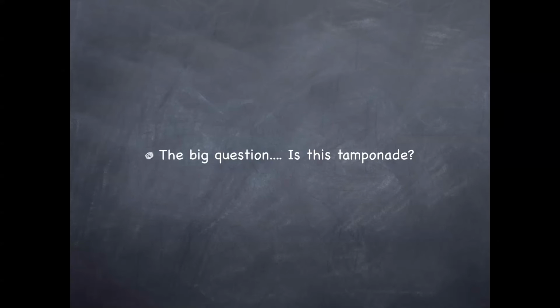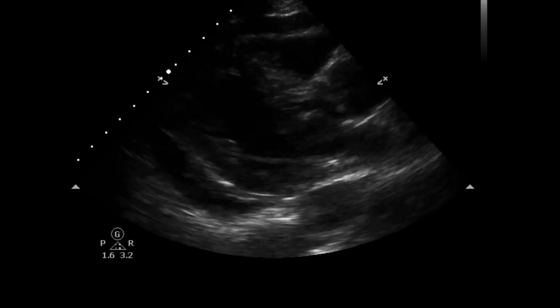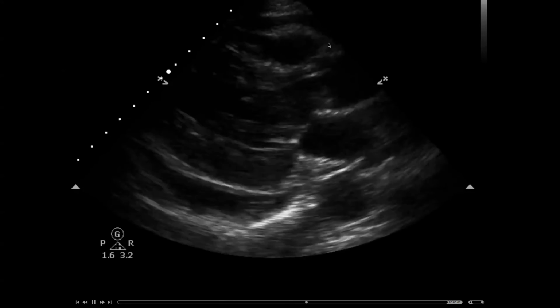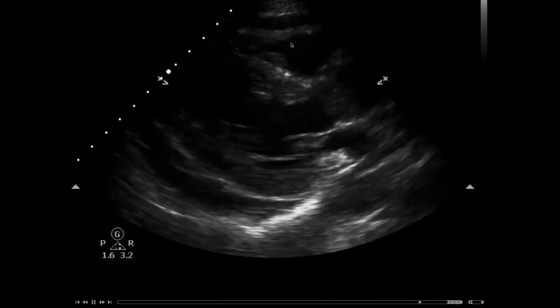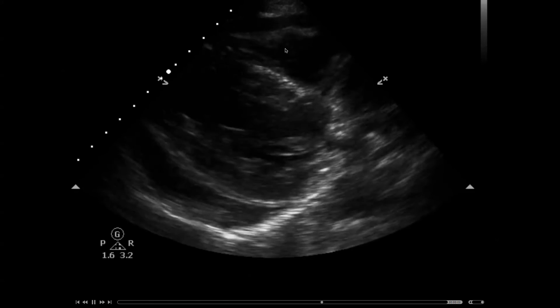So the big question whenever you see a pericardial effusion is if there is tamponade. So to look for tamponade, we typically will see collapsing of the right side of the heart. In systole, we'll see collapsing of the right atrium. In diastole, we'll see collapsing of the right ventricle. So if we look at this same clip, we see the right ventricle up here, and you can see what we call scalloping, or basically collapsing of the right ventricle there.